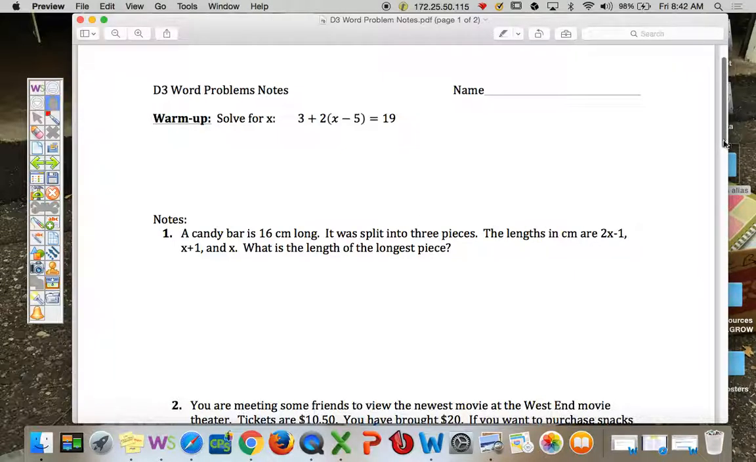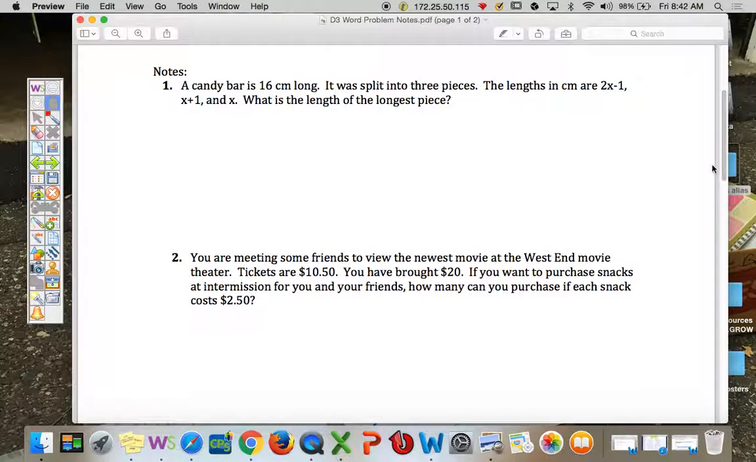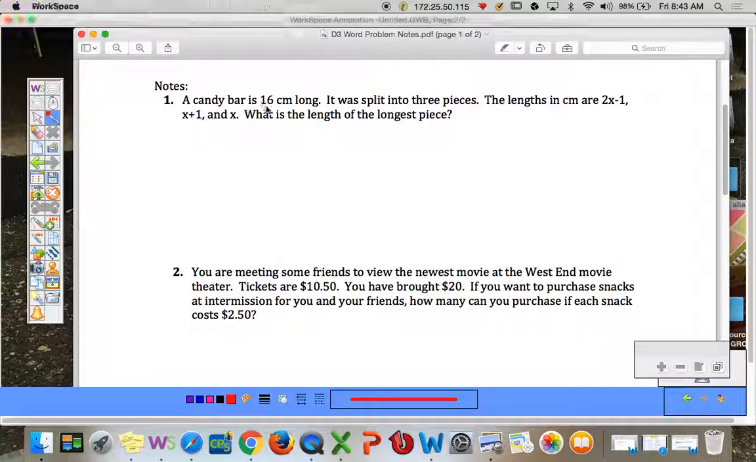Today we're going to apply our equation solving to word problems. So we're going to read the problem, we're going to underline important information, set up an equation, and solve. So here's the first one. A candy bar is 16 centimeters long. It's split into 3 pieces. Here are the lengths of the 3 pieces. What is the length of the longest piece?